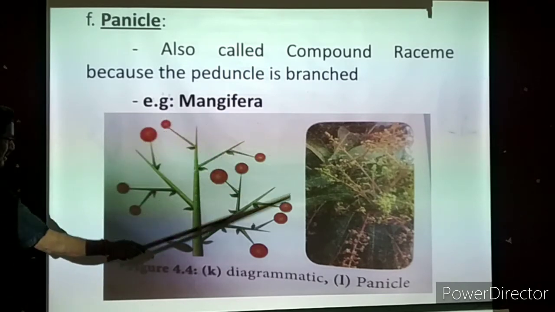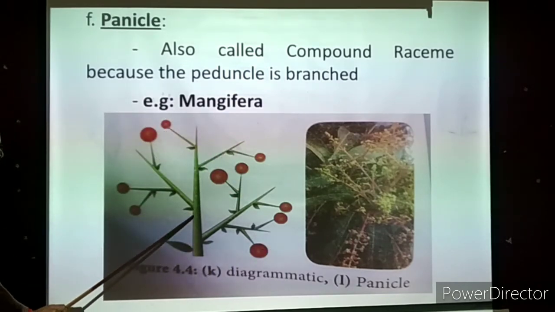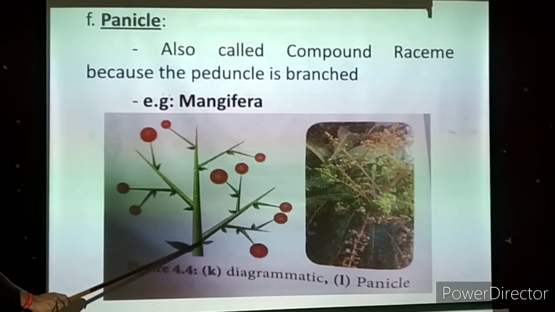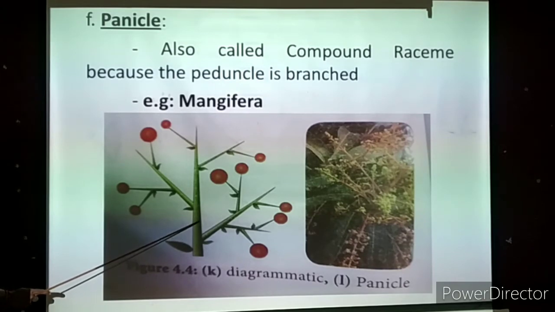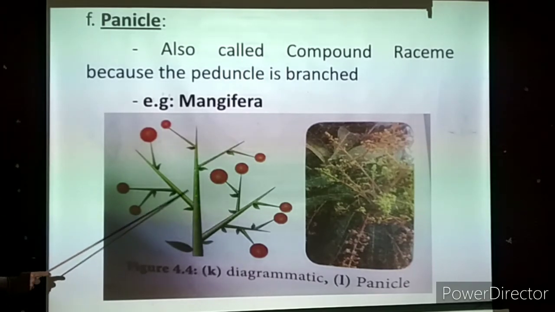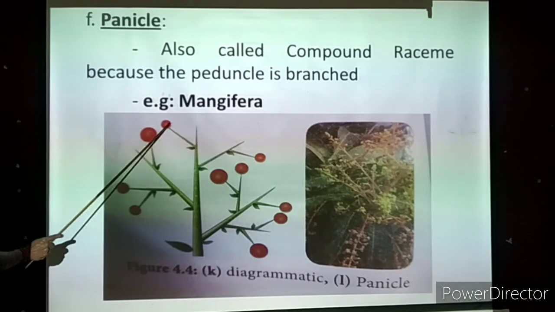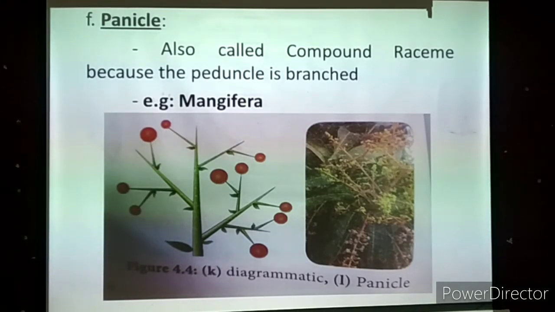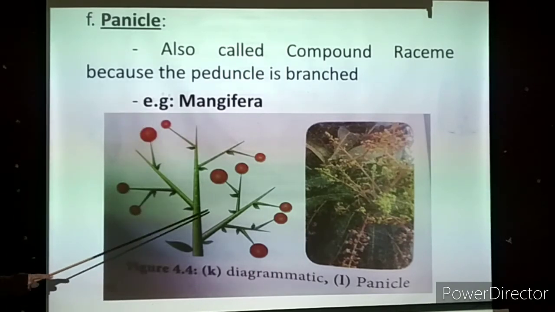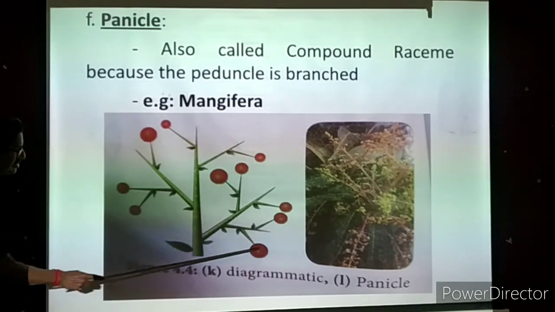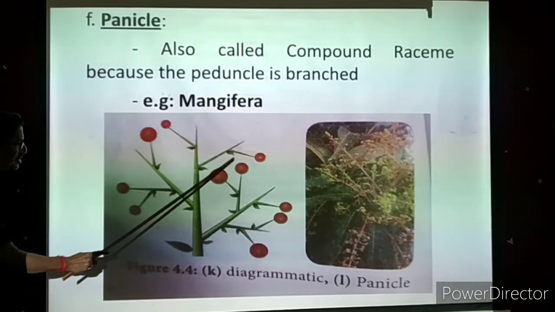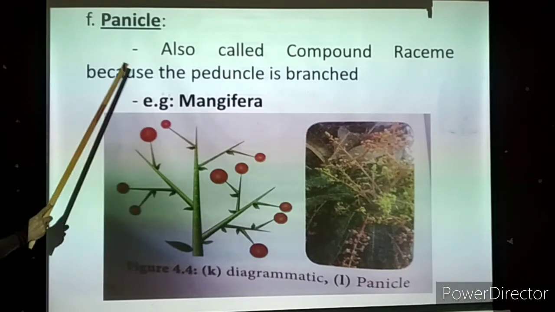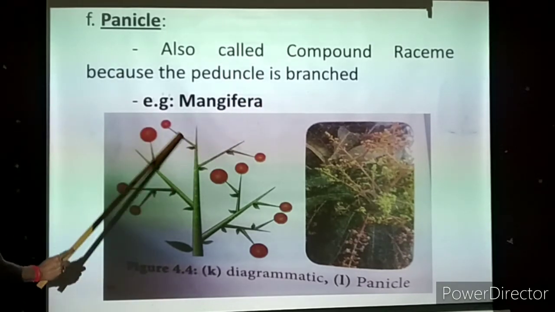Now, the diagrammatic representation I am taking here. This is the main peduncle. It is growing continuously, not stopping. Indeterminate growth is there. But the main peduncle has a number of branches. The peduncle is branched. The branches bear the flowers. The flowers are not found on the main peduncle; the flowers are seen on the branches.